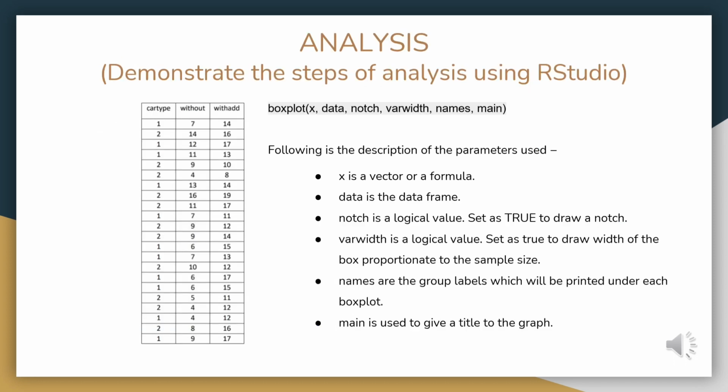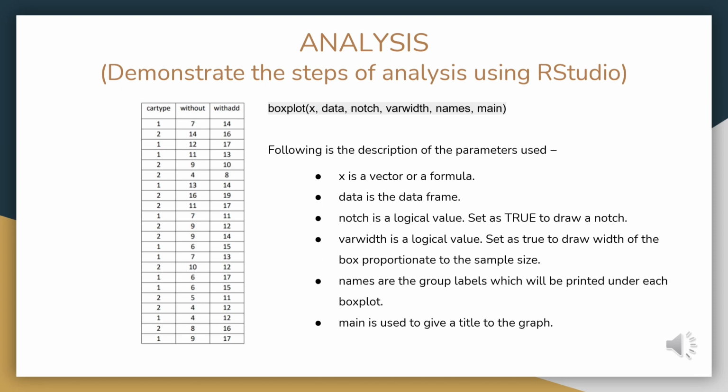The last one is box plot. The code of box plot is boxplot(x, data, notch, varwidth, names, main). X is a vector or a formula. Data is the data frame. Notch is a logical value set as true to draw a notch.